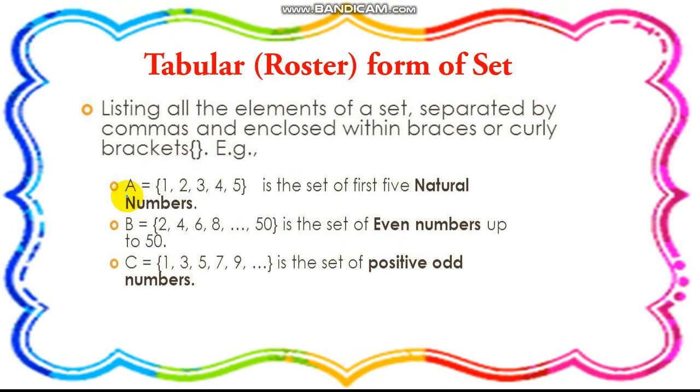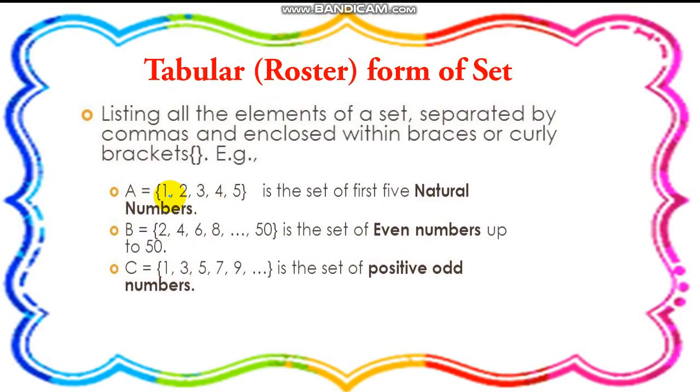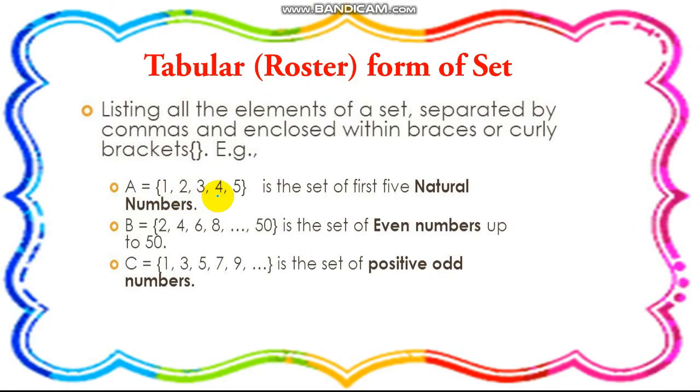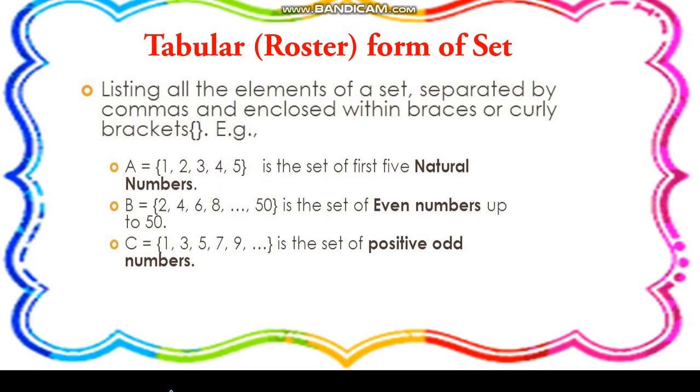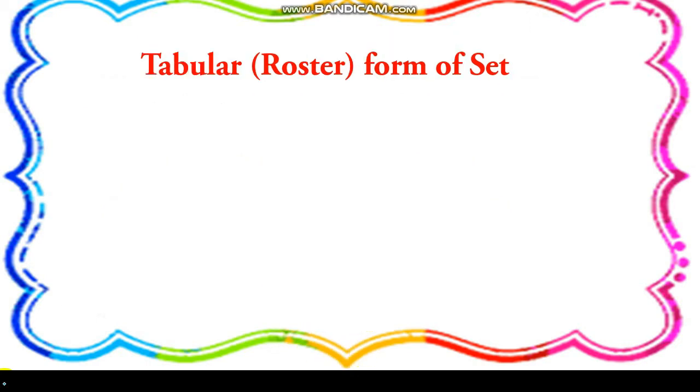In tabular or roster form, we list the elements of a set and separate the elements of a set and enclose the elements of a set with curly bracket. The symbol 3 dots is called an ellipsis. Here you can see in this set we have 3 dots.